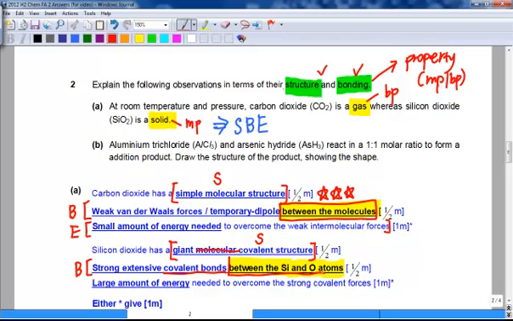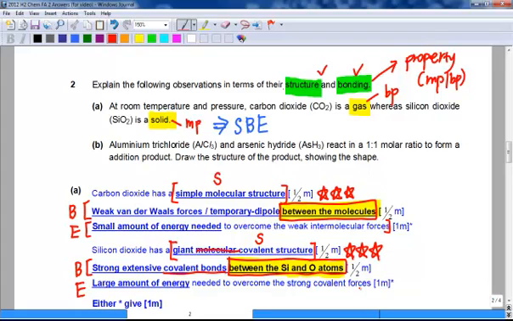You need to have, again, between what? A lot of you forgot to write between what, and even though you wrote strong covalent bonds, you don't get the credit. So please be very precise in your answers. Then finally, E, you have large amount of energy needed to overcome the strong covalent forces. That's why in this case, CO2 is a gas, whereas SiO2 is a solid at room temperature. So SBE for each compound, which is very systematic.